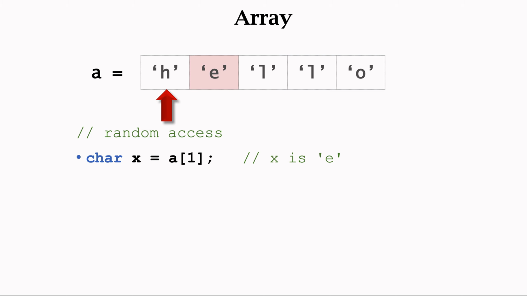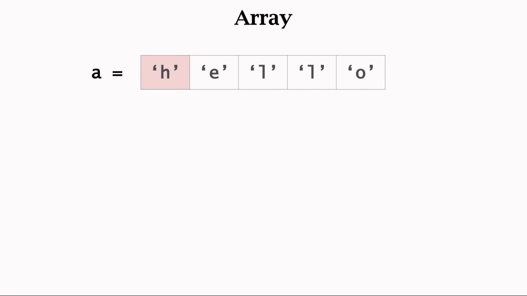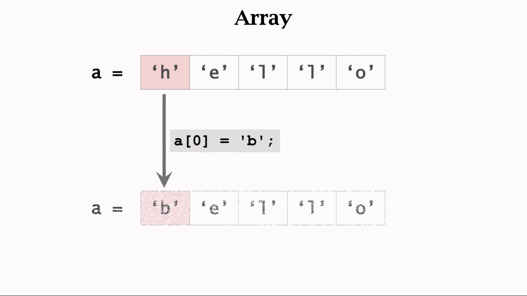C++ counts from 0, so the first element in the array is E. It is actually the second element in the array, but it is accessed using A bracket 1. Elements of an array are mutable. Their values can be changed. This line of code changes the 0th element to letter B. Then the array changes from HELLO to BELLO.